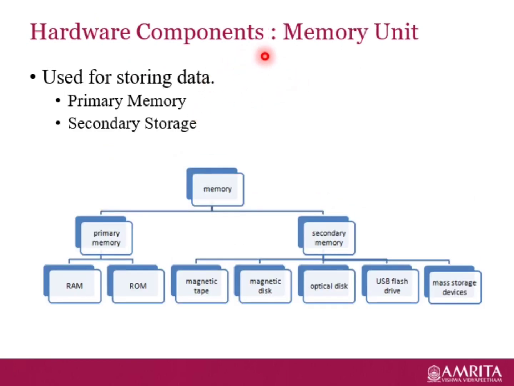Moving on to the hardware units corresponding to the memory unit, we have the primary memory hardware as well as the secondary memory hardware. The RAM and ROM are actually the primary memory hardware, whereas the magnetic tape, magnetic disk, the hard disk, and the USB flash drives are all hardware components of a secondary storage device.